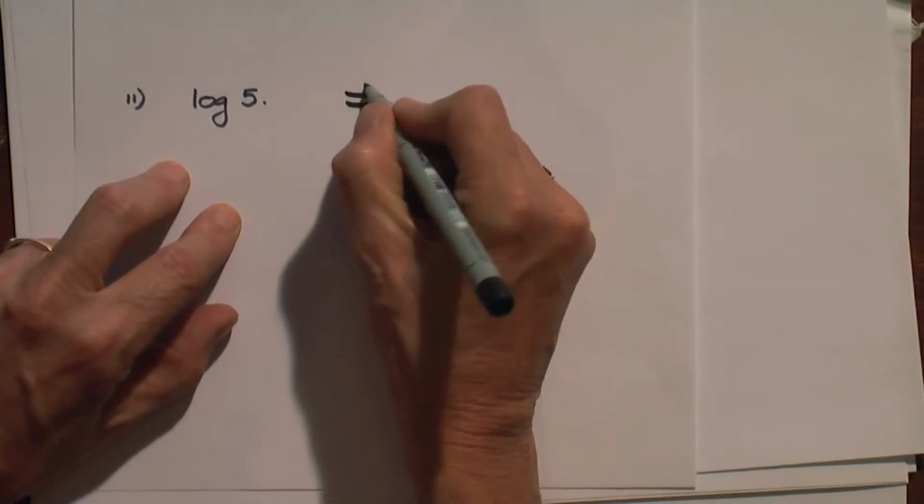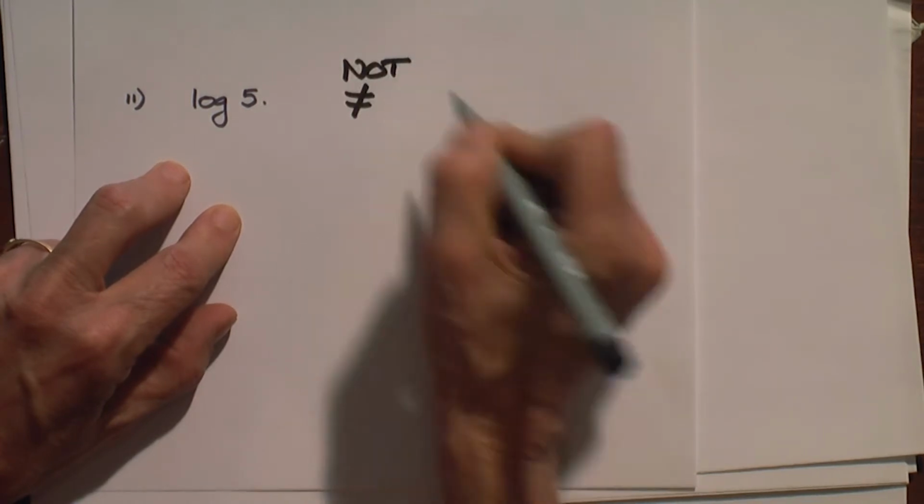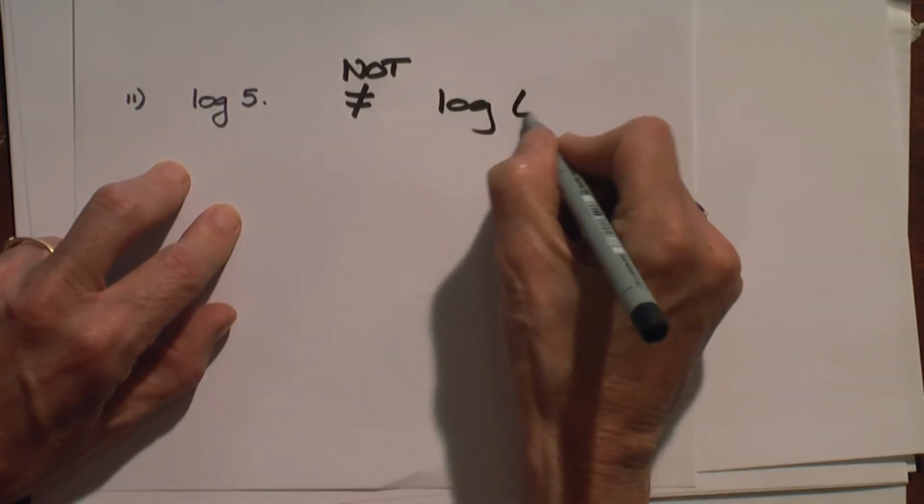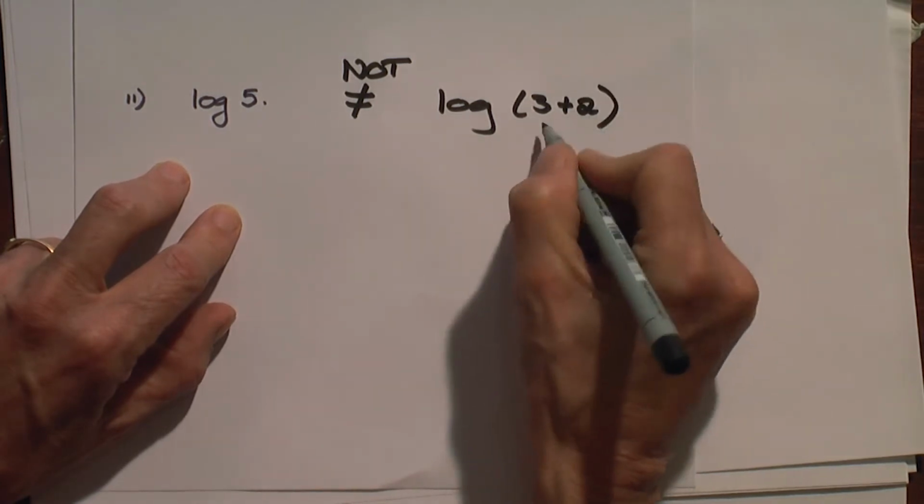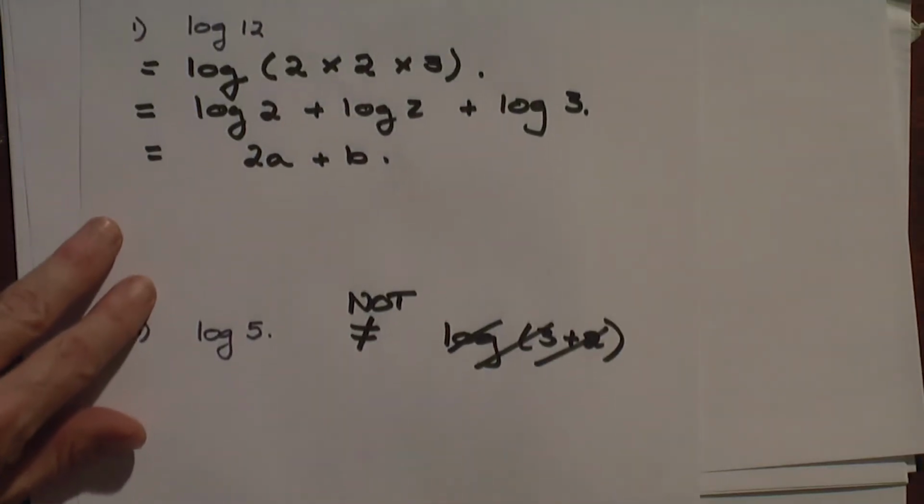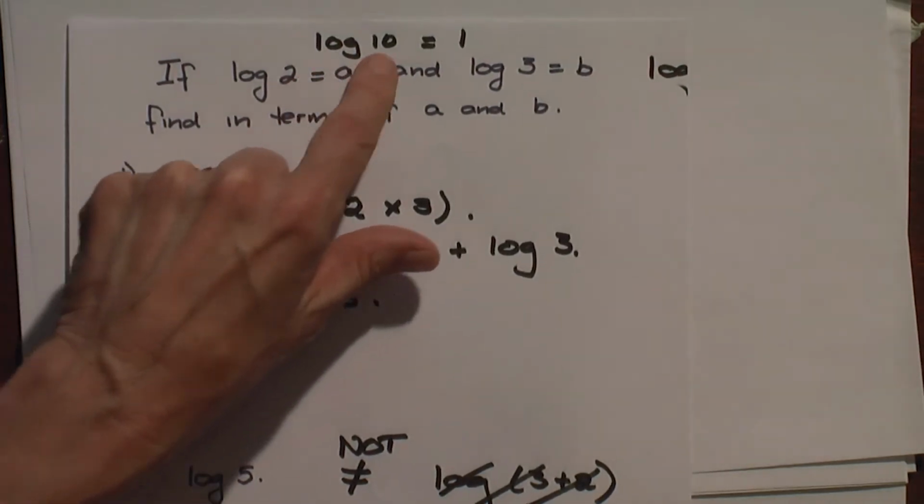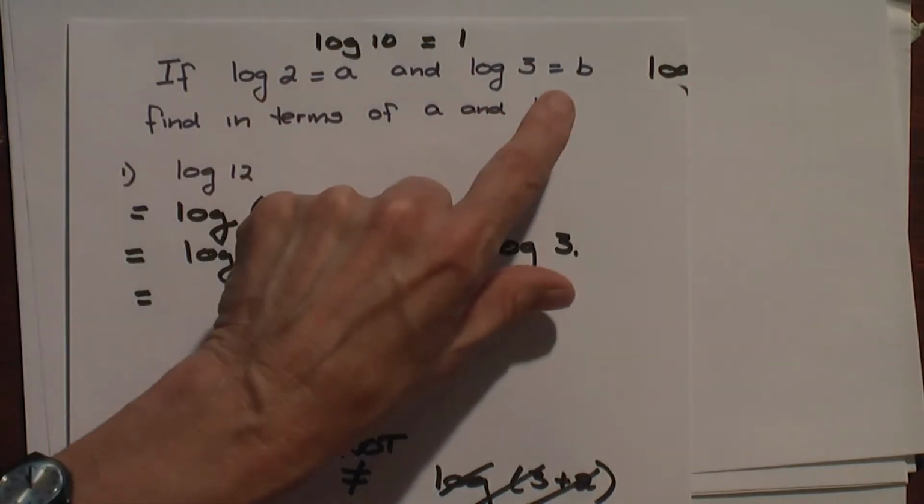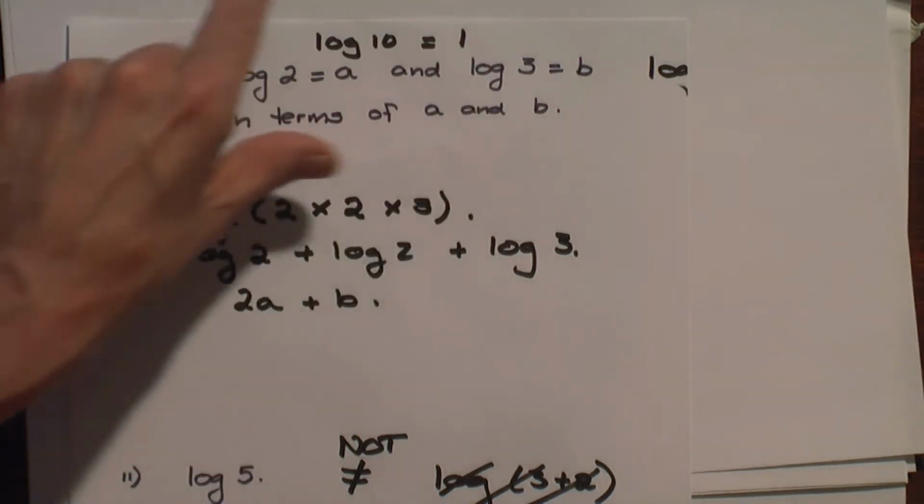It's got to be multiplication and division. I cannot say log 3 plus 2. There's no rule that tells me what to do with 3 plus 2. Now 5 has got to be written with these numbers here: 10, 2, and 3. Any of these numbers such that you've got either division, which means I'm subtracting, or multiplication.